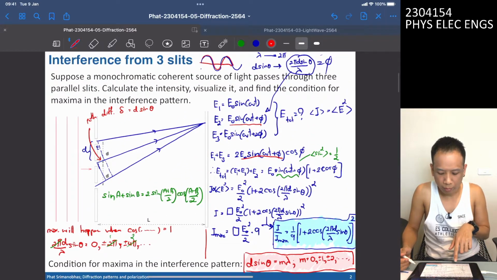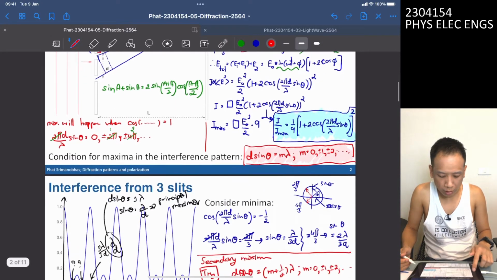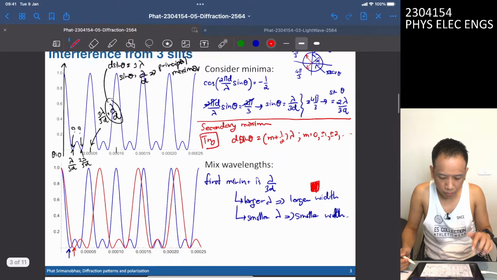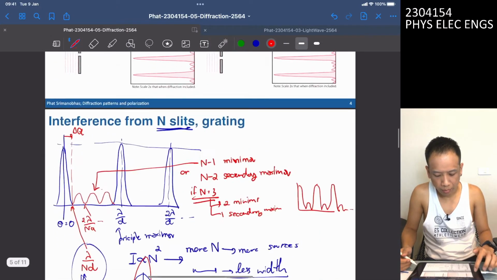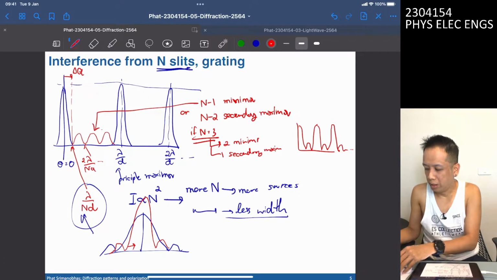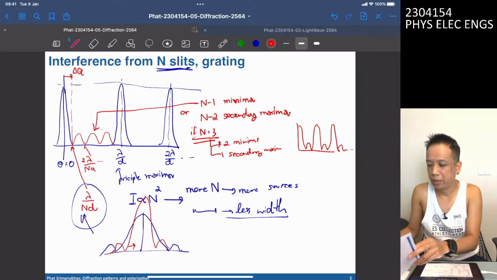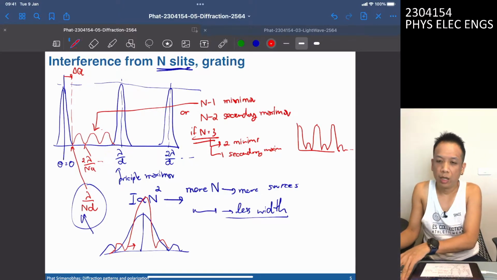So the condition for the maxima becomes d sin theta equals m lambda. You know the first minima, so you can determine the width of the principal maxima. Okay. Yep. So this is all about the interference from the N slits and the behavior of the grating. Okay.